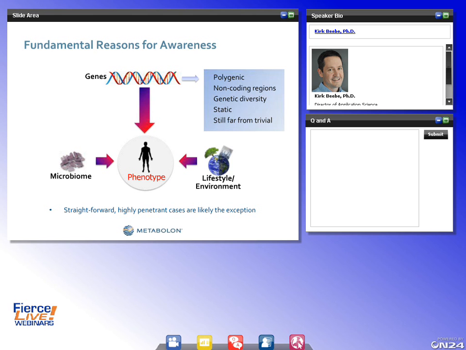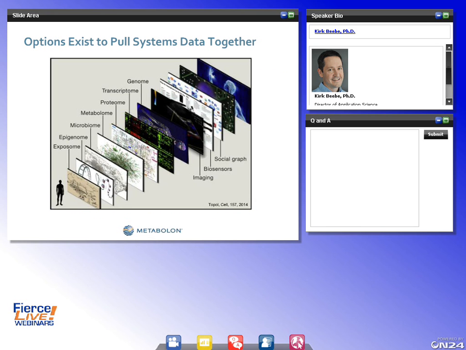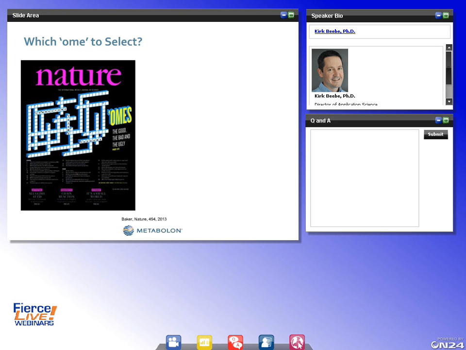So, I'm not advocating that we don't embrace and pursue understanding of the genetics, but I think there is a clear need for orthogonal data streams, and it's really just a question of which orthogonal data streams we add. And of course, in a perfect world, we'd add all of these and combine them, but you do have to prioritize at times. There are practical limitations. And I think a nice source for looking at this and trying to prioritize is an issue of Nature that came out, I think, last year, where in the whole issue they featured omics, the different ohms, and assessed whether they were, you know, good, bad, or ugly, so to speak.